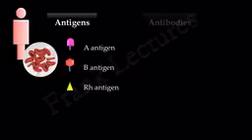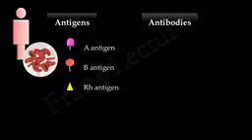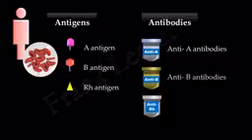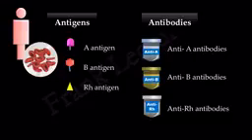Next, we will need antibodies specific to these red blood cell antigens. So, here we have 3 reagents labeled anti-A, anti-B and anti-RH. Reagent labeled anti-A contain antibodies against A antigens. Similarly, anti-B reagent contain antibodies against B antigens. Reagent labeled anti-RH contain antibodies against RH antigen.